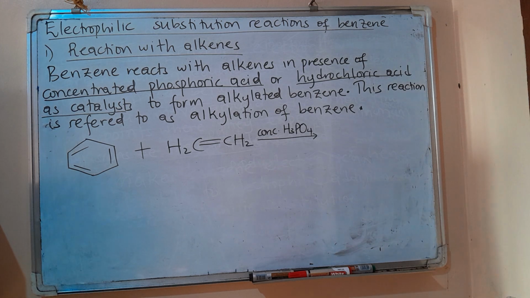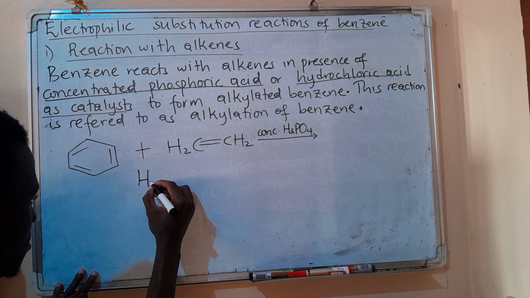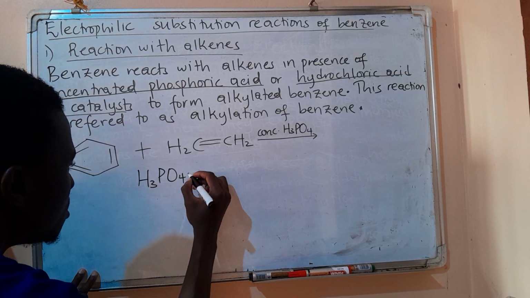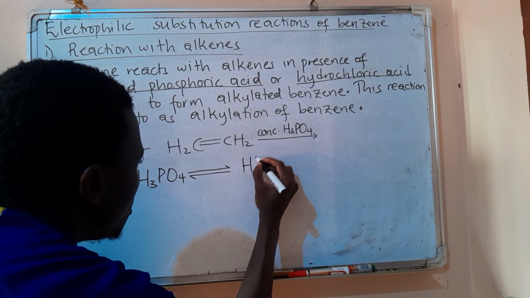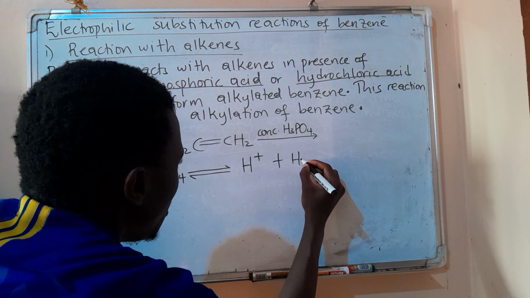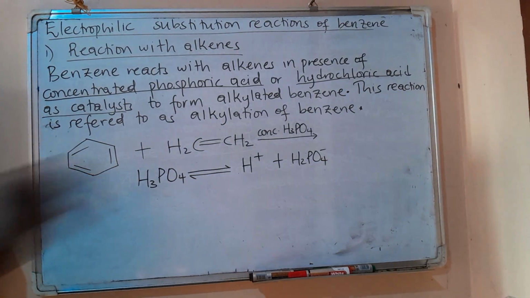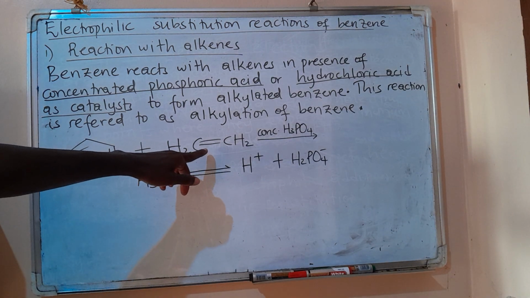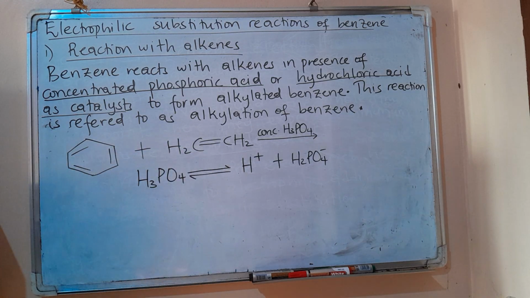So for that case, concentrated phosphoric acid will give us a proton, plus hydrogen phosphate. Then this alkene, ethene, has a center of high electron density. So we have electrons that can be donated to the electron deficient hydrogen. Therefore, we shall have the following.